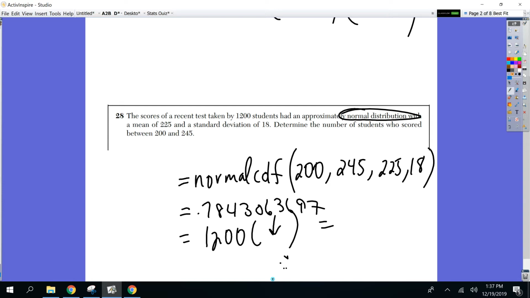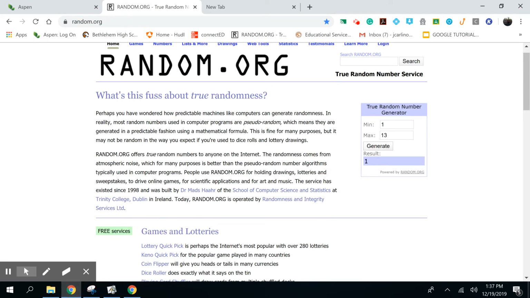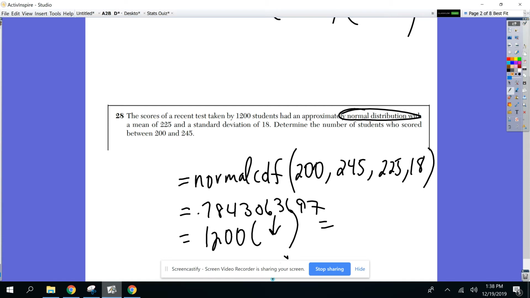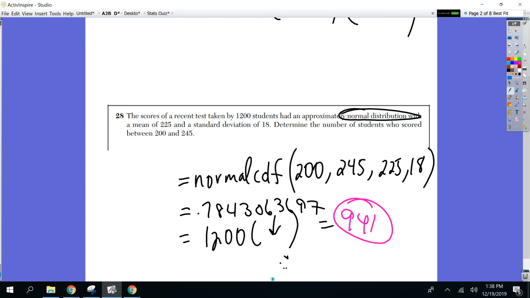And then you guys can do that. About how many students? 0.78 times 1,200. Is it because we rounded it? Because I just rounded it to 47. 936. Yeah, okay, yep. All right. Thank you for doing that. Is that your final answer?